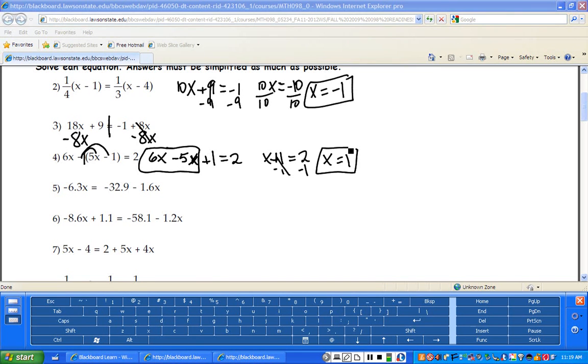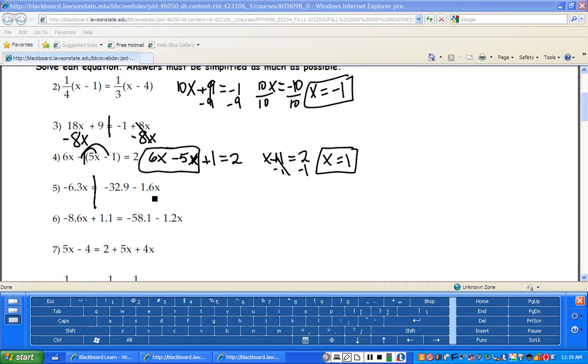So there you go. That would be number 4. Okay? Number 5, decimal problem. Split the problem up. Again, variables on both sides. You have a negative 6.3x on this side, a negative 1.6x on this side.